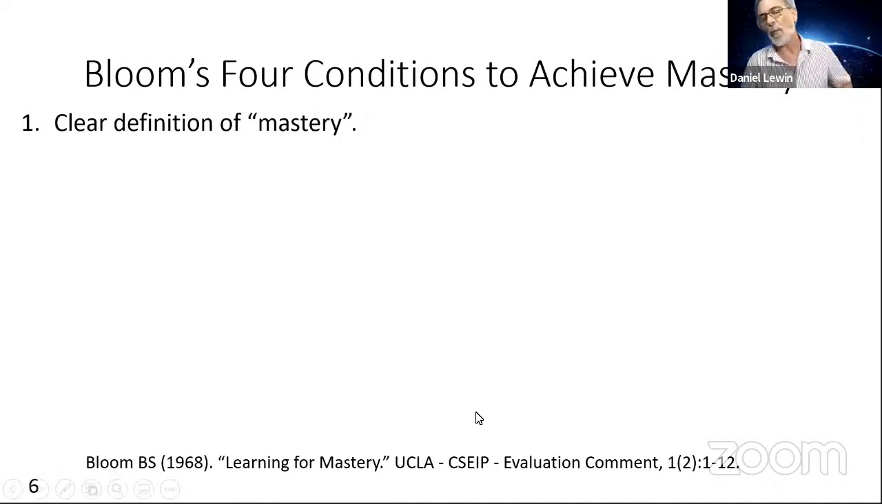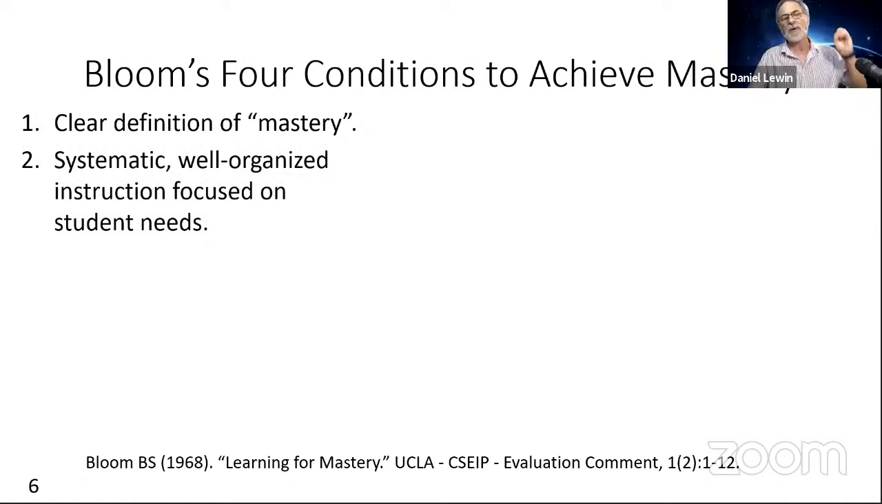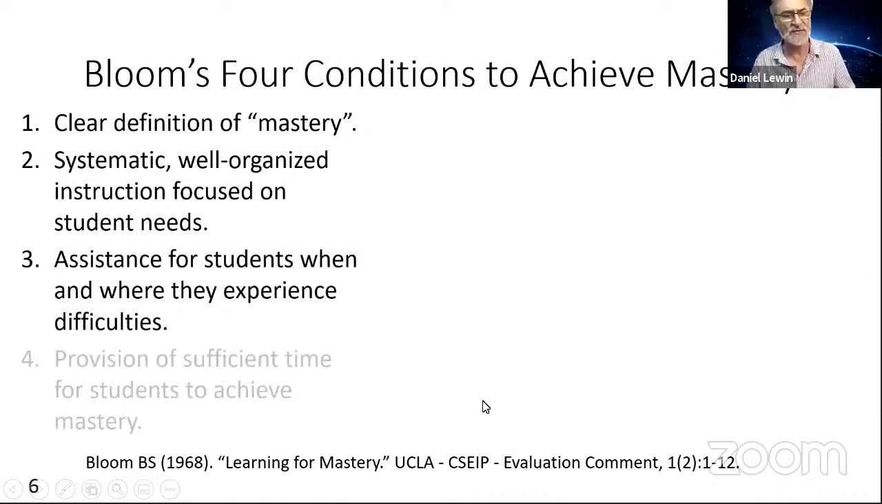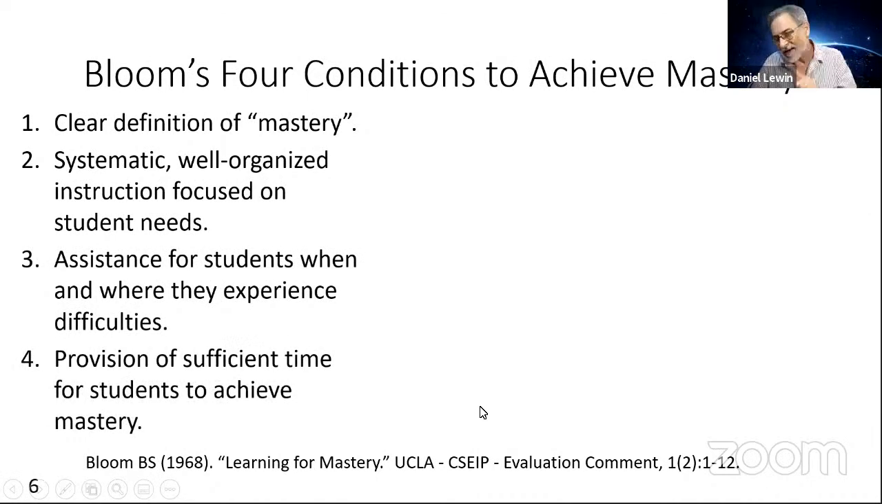Well, first, we need to define what we mean by mastery. I guess most of us will be using learning objectives couched in outcome points of view. So let's say we know what we mean by mastery. But we need to ensure that our students are equipped with a systematic, well-organized instructional pedagogy, which is focused on their needs. We need to provide assistance to students when and where they experience difficulty, and we need to provide enough time for them to achieve this mastery.